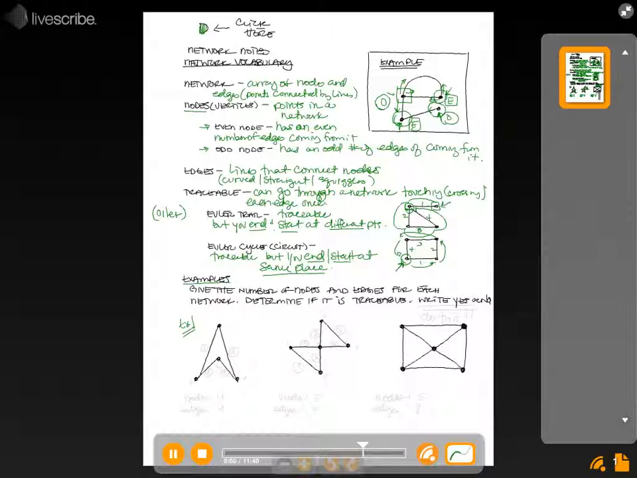Alright, let's look at example 1 here. Let's start with nodes. Okay, we want to count the points. So there's 1, 2, 3, 4. So there are 4 nodes here. If you got that right, good for you.